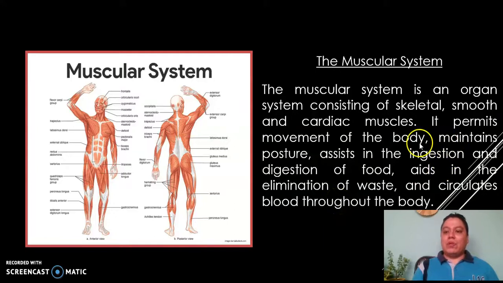Alright, so these are the functions of the muscular system. It helps us move wherever we need to. It gives us posture. It makes us stand upright, basically. It helps us with the ingestion when we eat, when we put food into our bodies, with the digestion or the processing of that food, and then getting rid of any waste that your body might need to get rid of. All right, and finally, it circulates blood through the body. It does that in conjunction with the circulatory system.